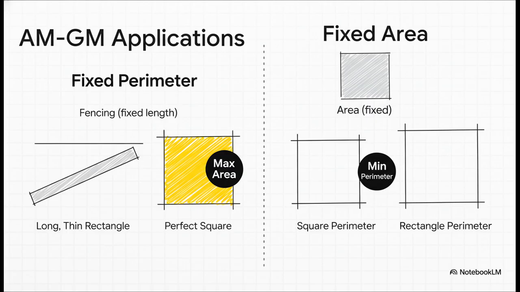Here's a classic. You've got a fixed amount of fence, and you want to make the biggest possible rectangular yard. What shape do you make? A square. Why? Because the AM-GM inequality basically proves that for a fixed sum, your perimeter, the product, or area, is biggest when the sides are equal. No calculus required. It's just elegant.